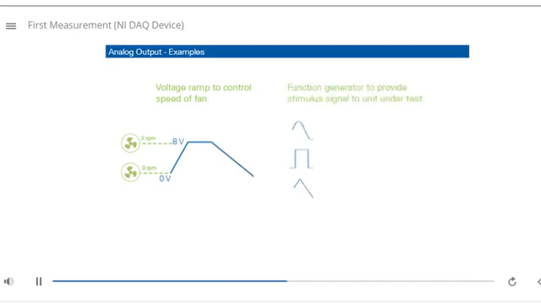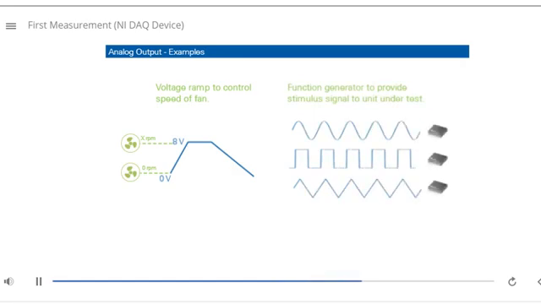Another analog output example would be to output a stimulus signal to a unit under test. For example, you might need to send a sine wave, square wave, or triangle wave with specific amplitude and frequency to your unit under test to investigate how the unit under test responds.